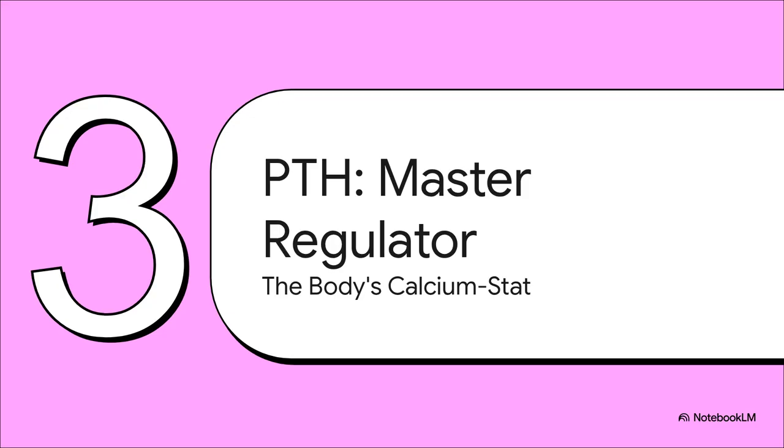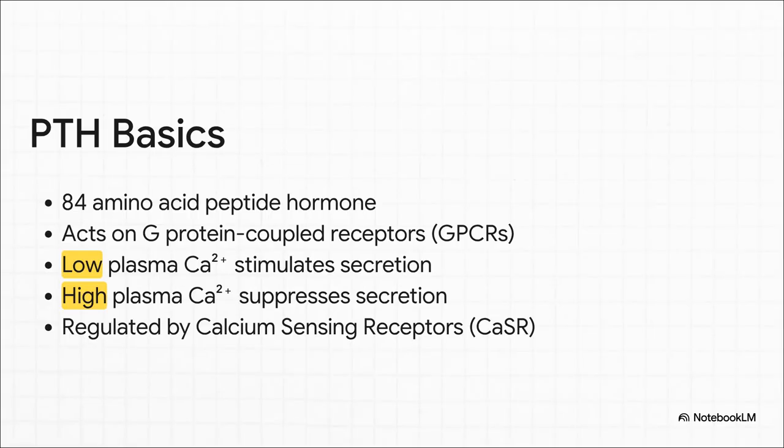All right, to figure out how we can actually use drugs to influence this cycle, we first have to understand the body's own master switch. So let's meet the main hormonal regulator of calcium balance, parathyroid hormone, or PTH, and check out its really important and surprisingly complicated role.